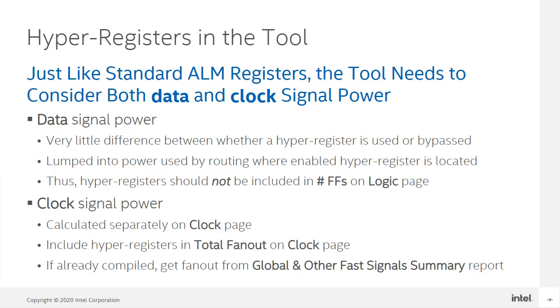On the clock page, you can specify the total fanout for a particular clock domain. The higher the fanout, the more resources are being clocked, thus increasing dynamic power usage. As such, you can include hyperregister use in the total fanout column on the clock page. You can set this option accurately by getting the actual fanout number from the global and other fast signals summary report as mentioned.